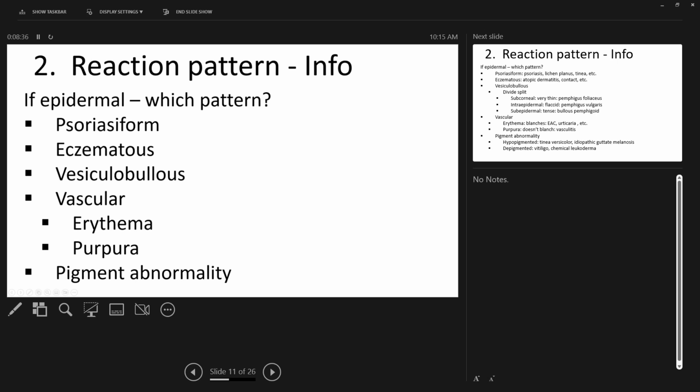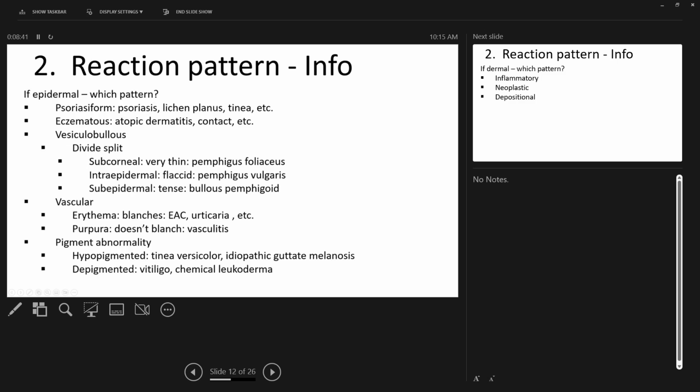So put it in a bucket: papulosquamous, eczematous, vesiculobullous, vascular, pigment. I won't go through all of these, but once you have it in a bucket, there's only so many differential diagnoses that lie in that bucket. So we did papulosquamous, right? If it's epidermal and there's scale and they're well demarcated papules, it's papulosquamous. It's either psoriasis, lichen planus, tinea corporis, parapsoriasis, CTCL. There's probably more that I'm forgetting. There's a lot of diagnoses.